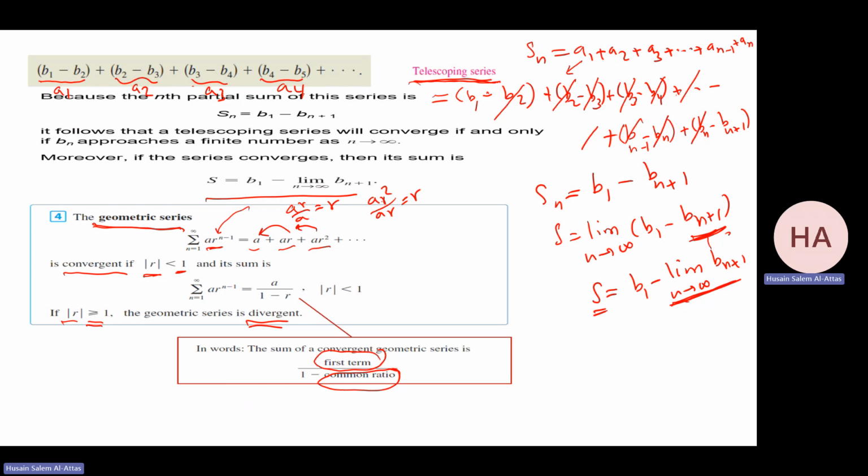Through telescoping and geometric series, or if I know the partial sum, the nth partial sum, if I know Sn in general.